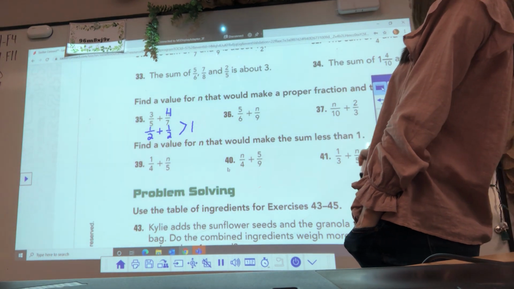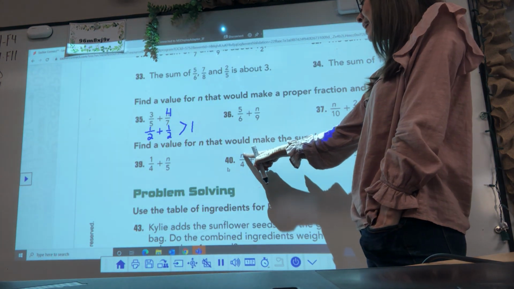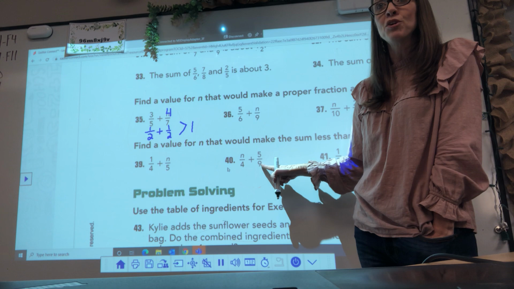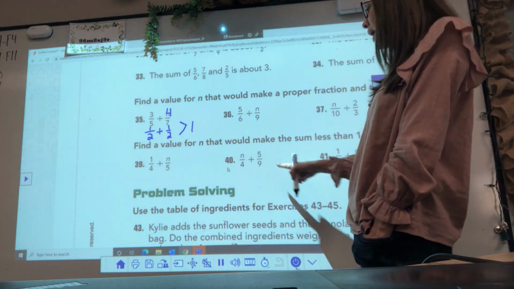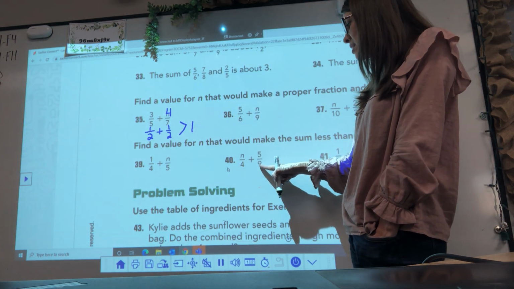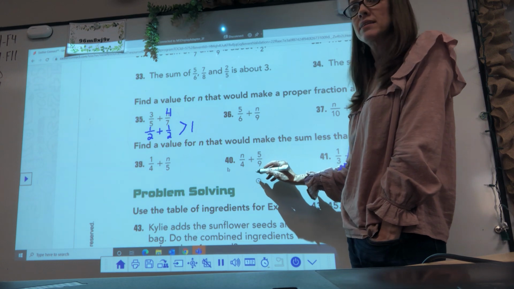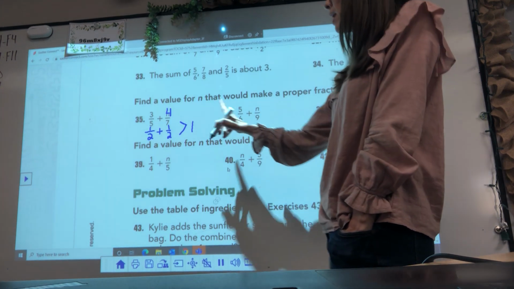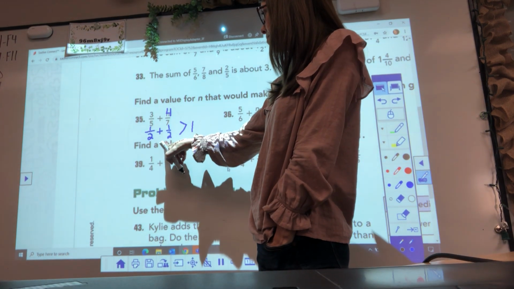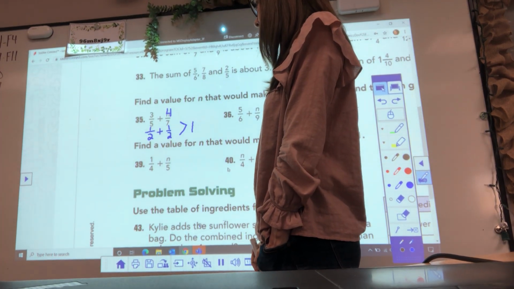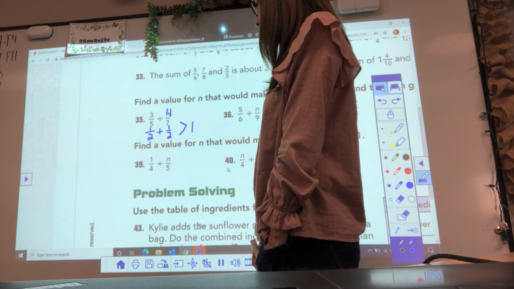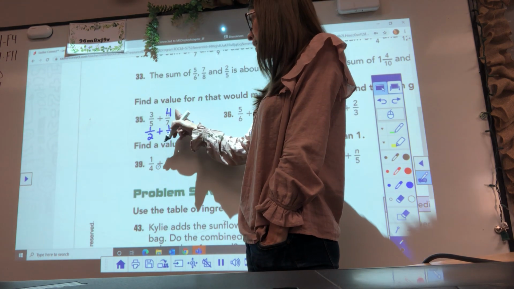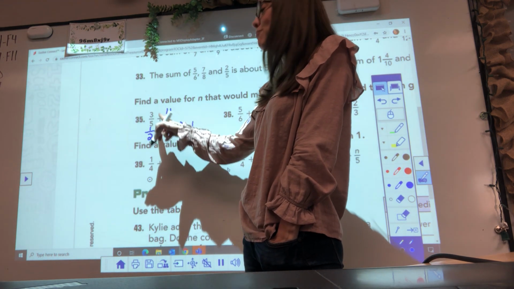Let's do a less than 1. So what can we put for n that will make this value less than 1? Okay, well, we've got 5/9, and that would be what? What would that be, Bria? I have a question about number 35. Okay. Would it still work if you did 6/7 or 5/7? Yes. Okay. 6/7 works, 5/7 works, and 4/7 work.